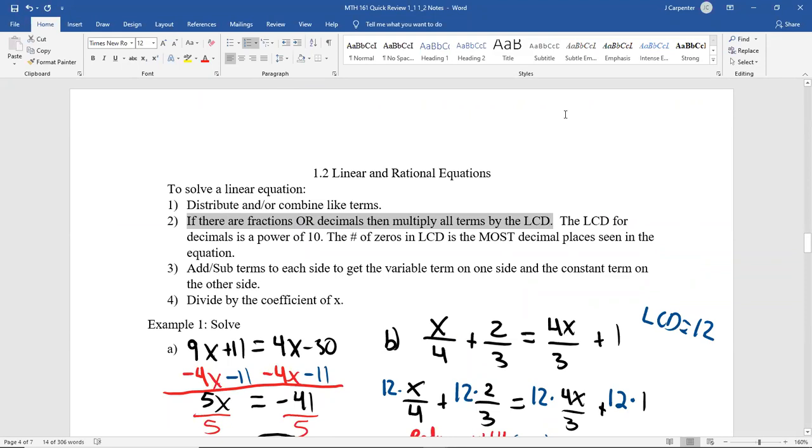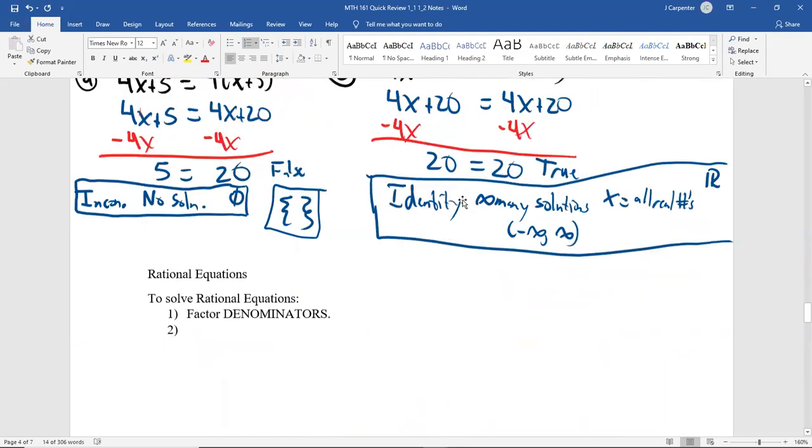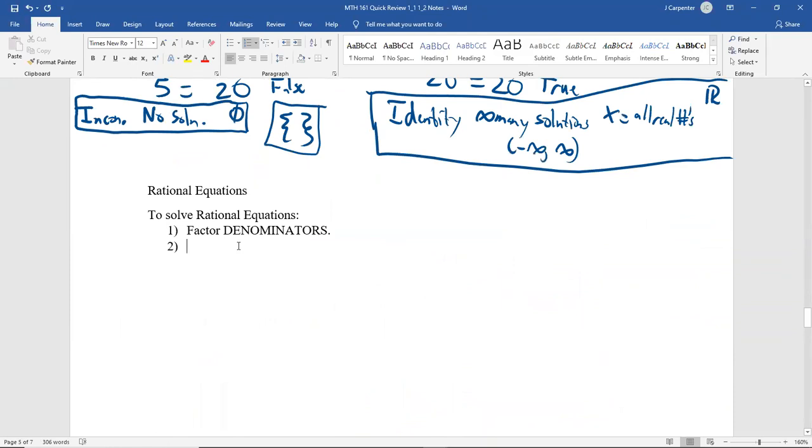So this next thing I'm about to write is literally the same thing as that. I might just phrase it slightly different. Rational means fraction. They're just uglier fractions. They're fractions with variables all over the place, top and or bottom. So we want to factor the denominators because that's going to help us identify the LCD. So identify the LCD. And then multiply all terms, rationals, to clear all denominators.